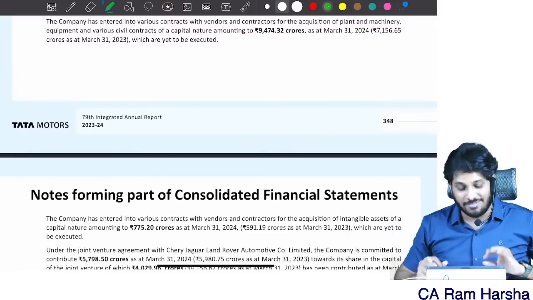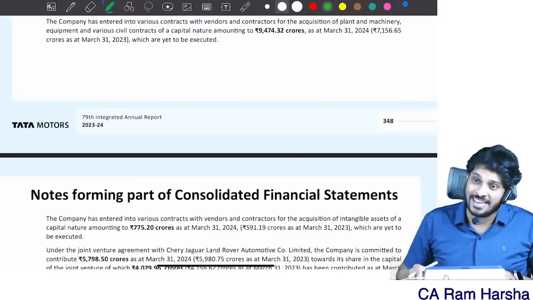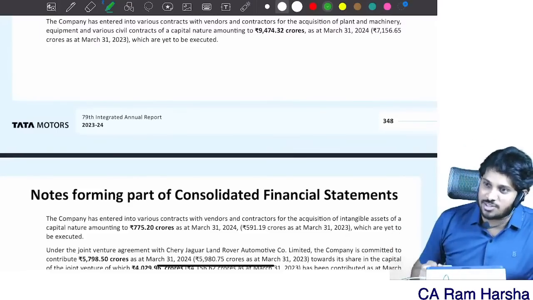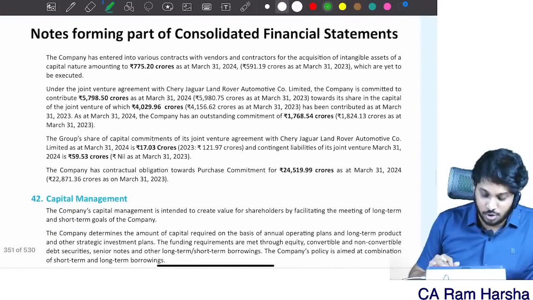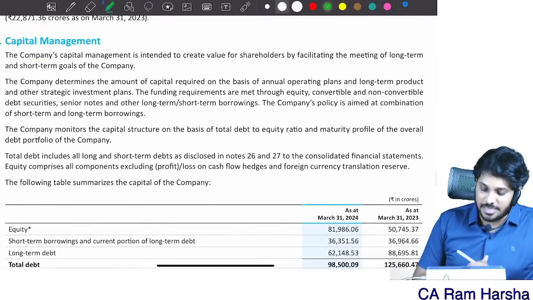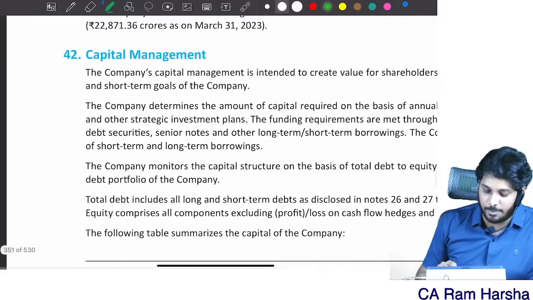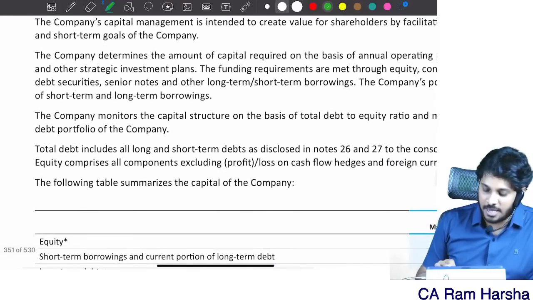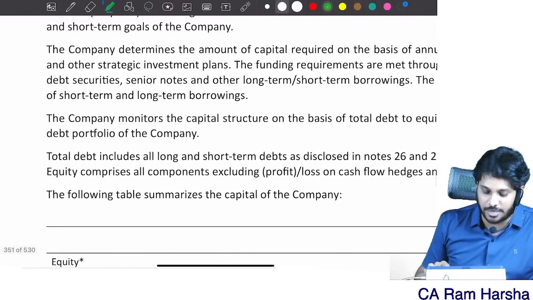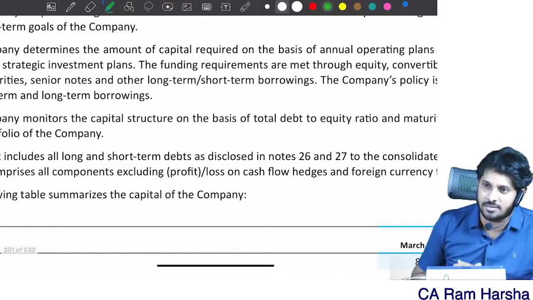But tell me, will a shareholder read these financial statements 100%? Can they read and understand? We ourselves don't understand, so how will shareholders understand? You may see capital management, some random point I'm just taking. The company's capital management is intended to create value for the shareholder by facilitating the meeting of long-term and short-term goals of the company. The company determines the amount of capital required on the basis of annual operational plans and long-term product and other strategic investments. The moment you read this, it is not important for exams and you leave it.